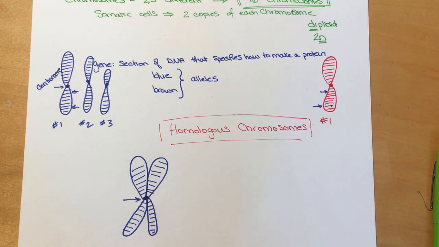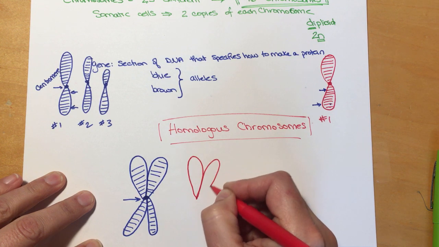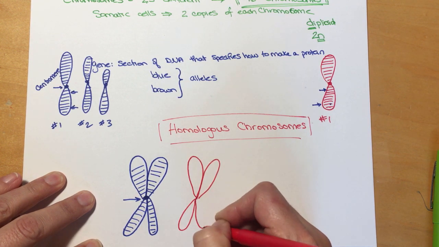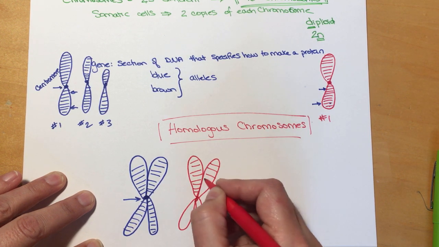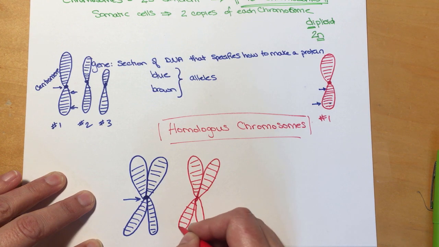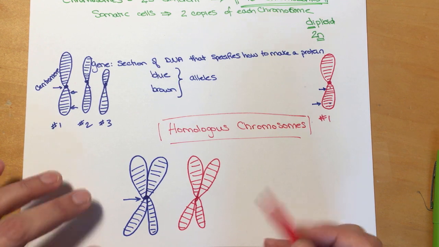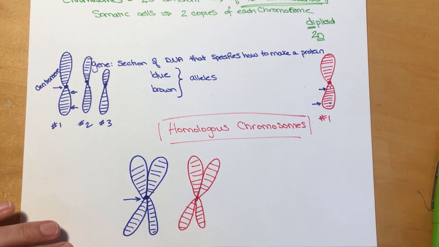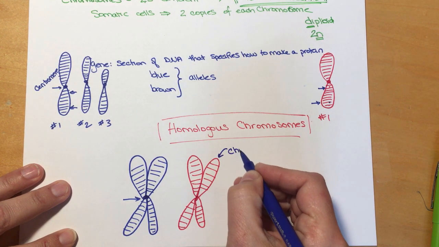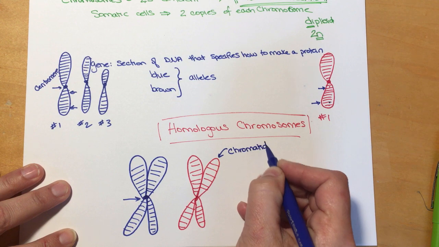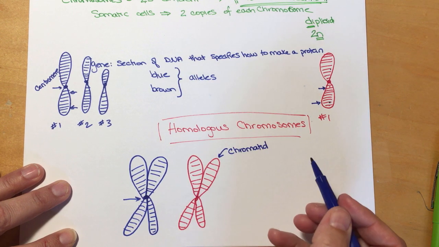So we're going to do that to chromosome number 1 from your maternal parent, and we're going to do the same thing to chromosome number 1 from the paternal parent. And so our homologous chromosomes now, instead of being single, they're doubled. So here's another vocab word for you. This is called a chromatid. That's a single chromosome here. So this is a chromatid, this is a chromatid, this is a chromatid.